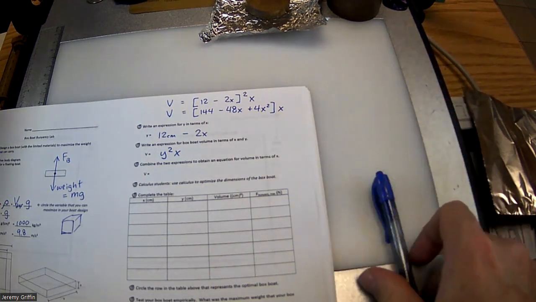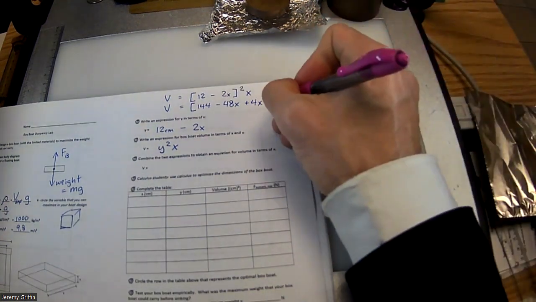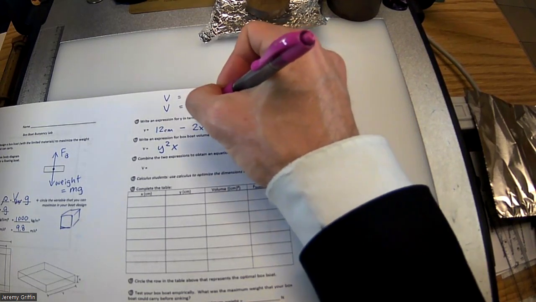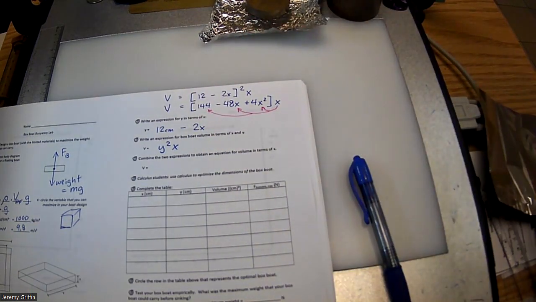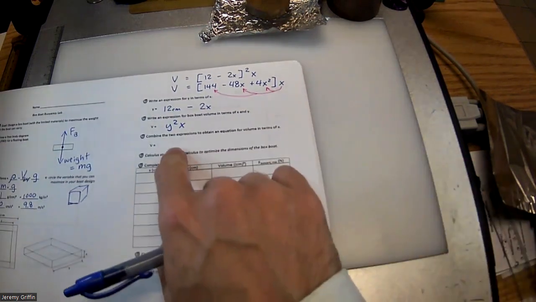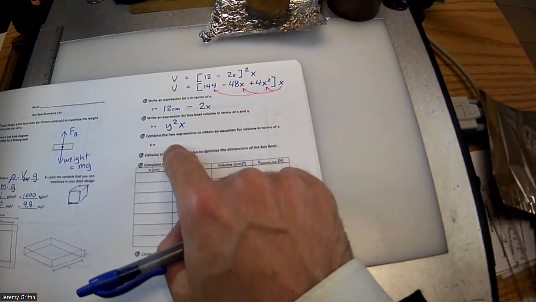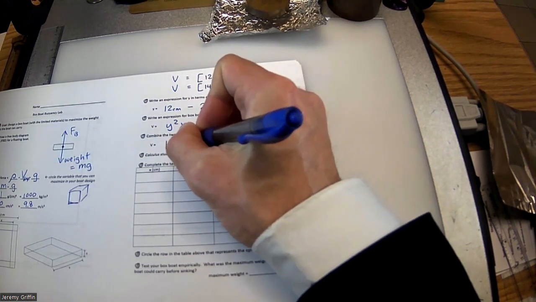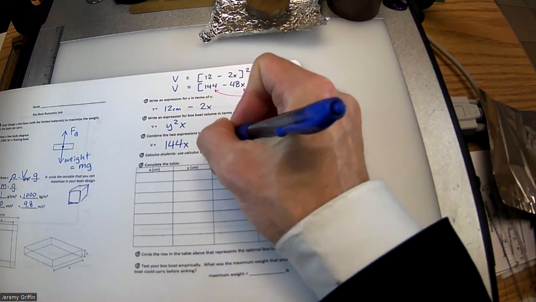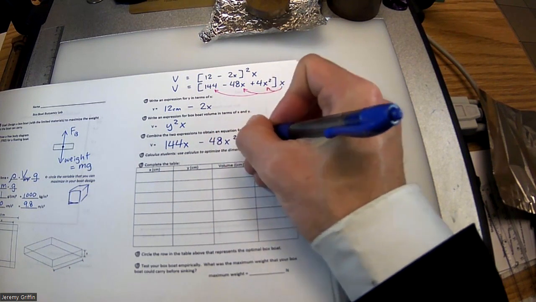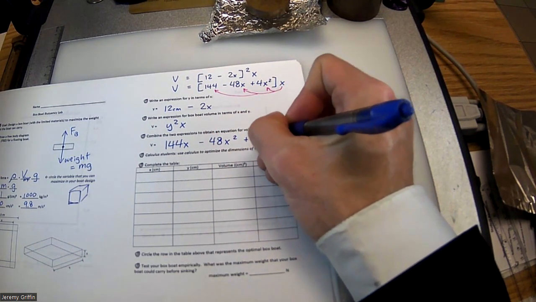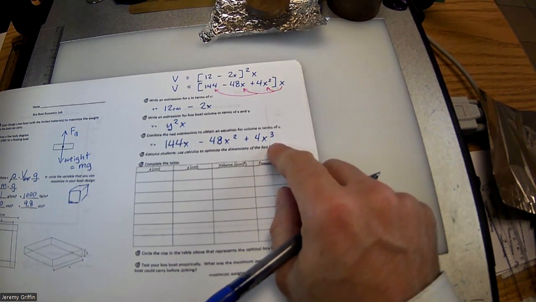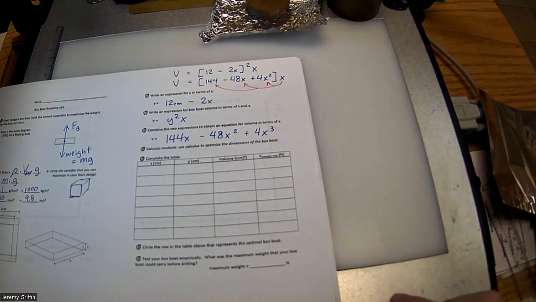Sure? Ooh, can I distribute? Can I do that? Distribute, right? And that will give you the volume of the box as a function of x, which looks like this. Ooh, we've got a cubic function. Interesting. Right. Everybody get so far?